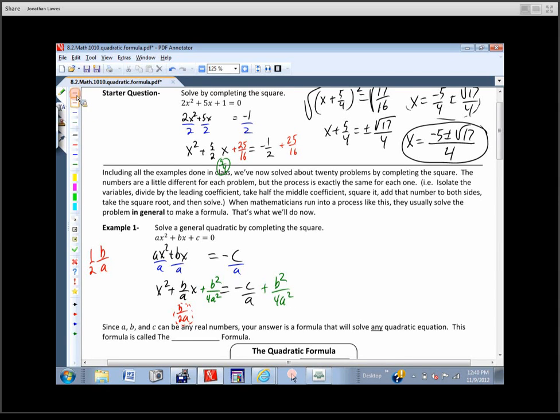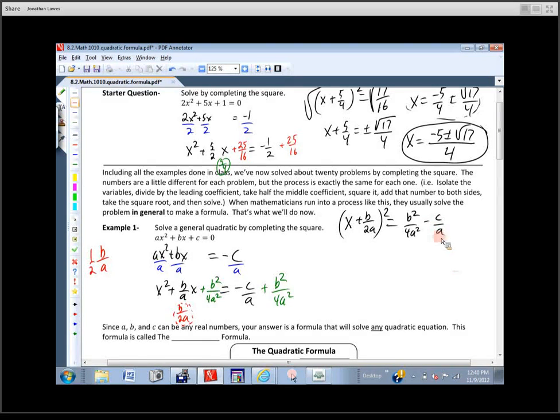Okay, everybody watch, please. I can now rewrite this side right here. This is a perfect square of x and that number right there. So that was plus b over 2a quantity squared. I like writing the positive one first, so I'm going to write b squared over 4a squared and then minus c over a.